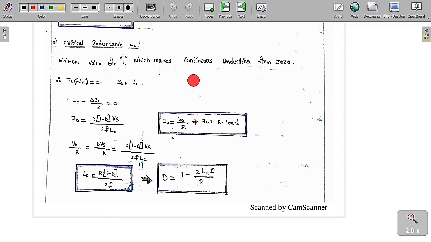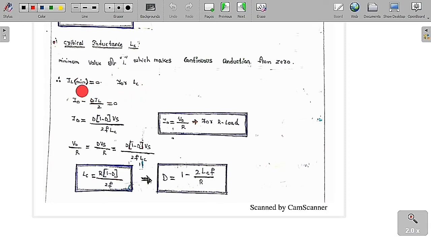If L is greater than this minimum value, yes, definitely continuous conduction is possible. But if L is lesser than this minimum, discontinuous conduction is possible. So the minimum value of L which makes the continuous conduction from 0. Therefore, for this value of minimum inductance or the critical inductance, the inductor current minimum value is equal to 0, means it is going to start from the origin itself, from 0 itself. So IL minimum is equal to 0 for Lc.